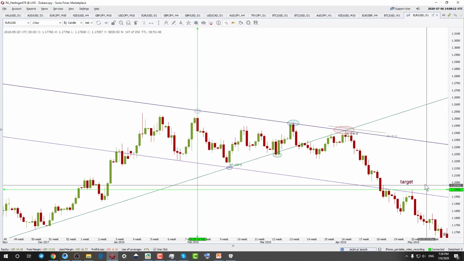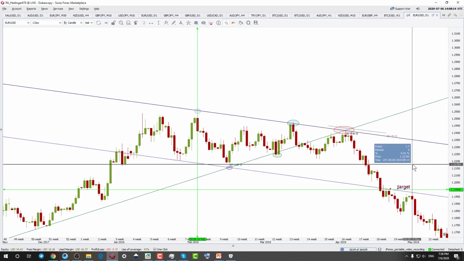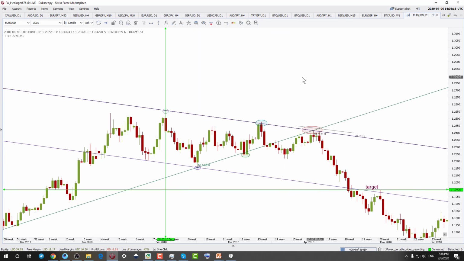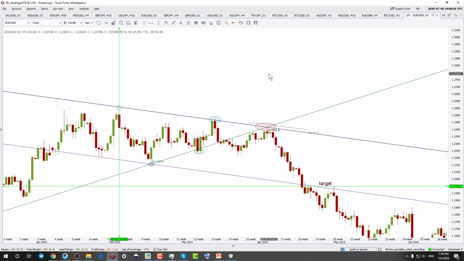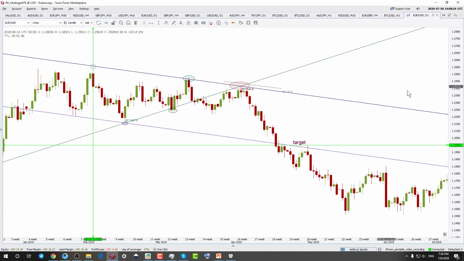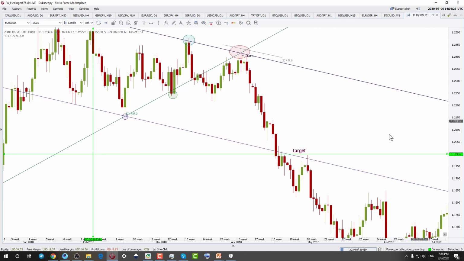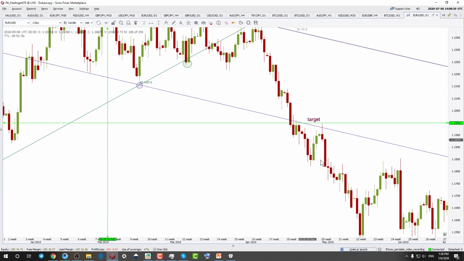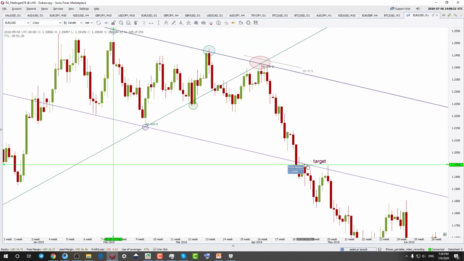So this is the target, which is achieved very easily, and in the comment section you can come up with more charts if you can, and if you have any questions you can ask me. What I will say is don't be greedy. Don't assume that the price will keep going down like it is going down here. You just book the profits at your target.